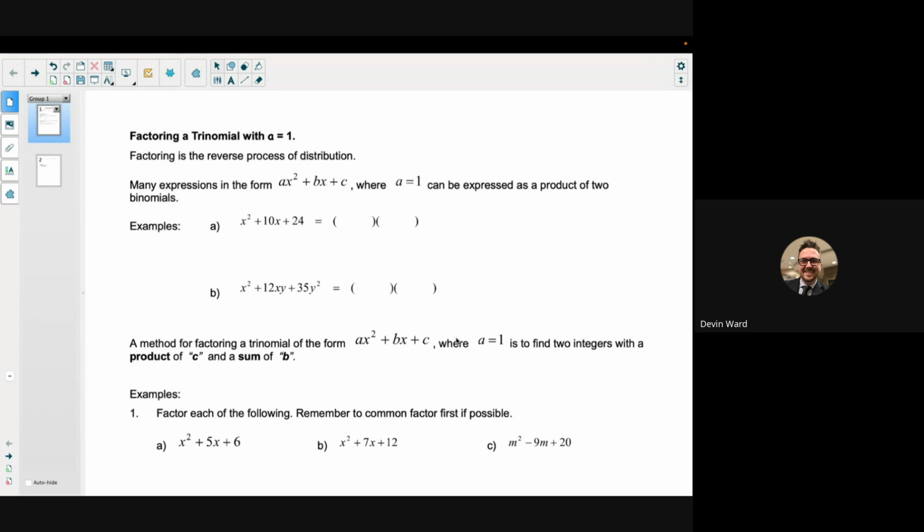Okay, but what's the process actually doing that work to go backwards? Well, this is how we work with factoring. The method of factoring a simple trinomial is to find two integers with a product of c and a sum of b. Okay, so I'm looking for two numbers here. They need to add up to b. It's going to be the product, or sorry, the sum.